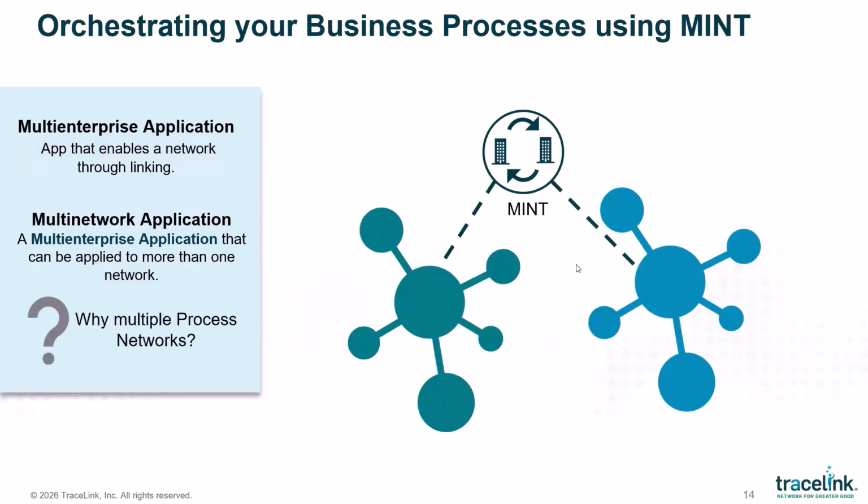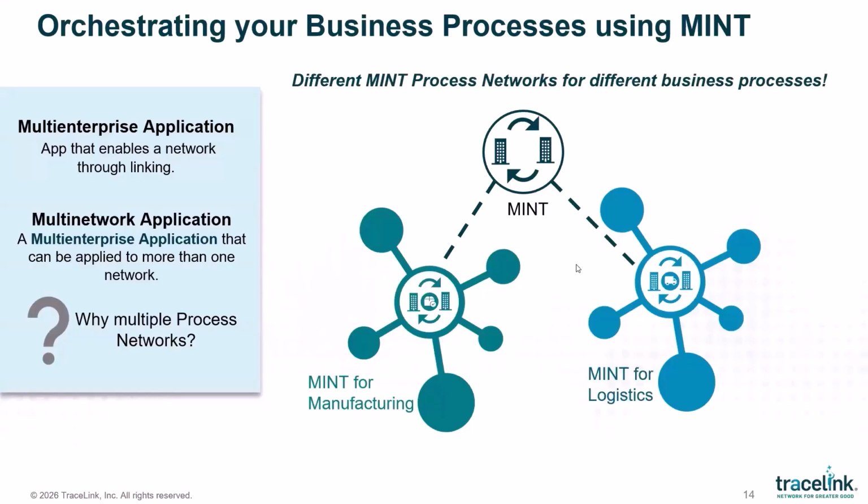The question is, why might you want multiple networks for one application? That's because of the business processes you're working on. For example, manufacturing, logistics, commerce, and transportation. The partners and end users who are working on the manufacturing side of the business are not the same people who are working on the logistics side. Therefore, Process Networks allows you to link your manufacturing partners like CMOs to your Mint for Manufacturing network, while you link your logistics providers like 3PLs to your Mint for Logistics network. So you can exchange the proper transactions in the proper business context on each network.